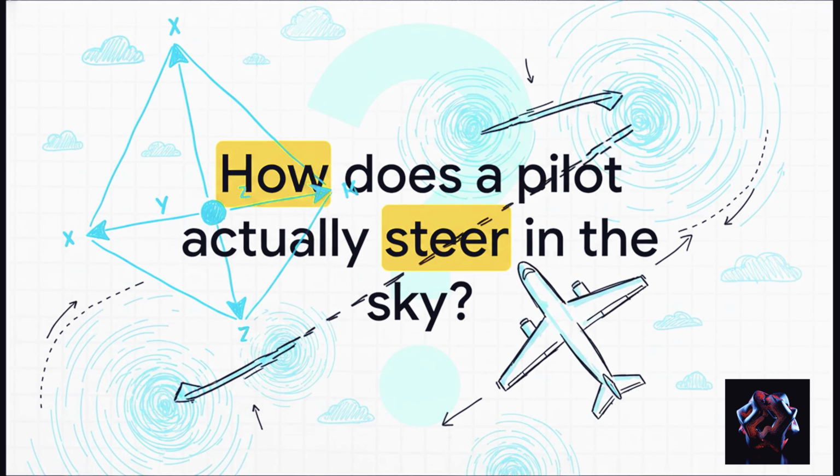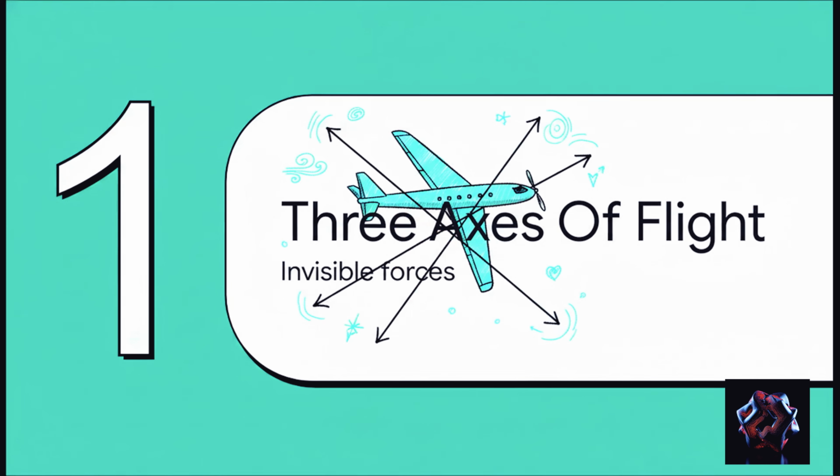But before we get into the actual mechanical parts of an airplane, I want you to just stop and think about this for a second. How does a pilot actually steer up there? I mean, unlike driving your car on solid pavement, an aircraft is operating in a 3-dimensional fluid. It's completely free to rotate in literally any direction. So to master the sky, you've really got to master these invisible dimensions of movement first. Which brings us to Section 1, the 3 axes of flight.